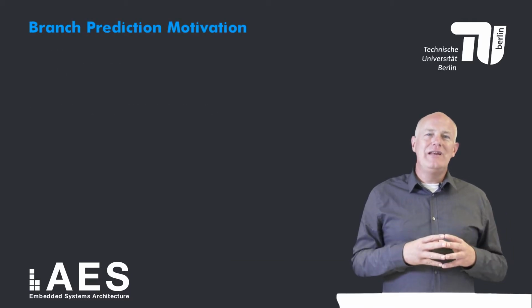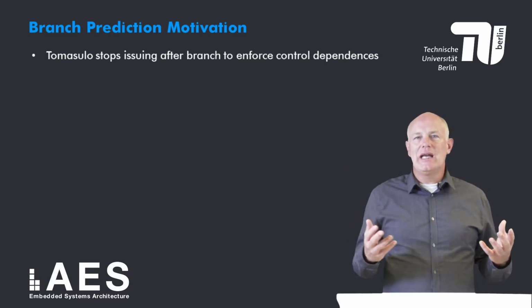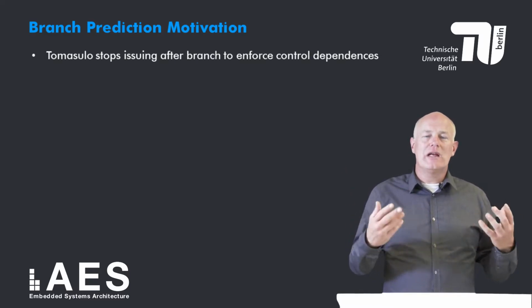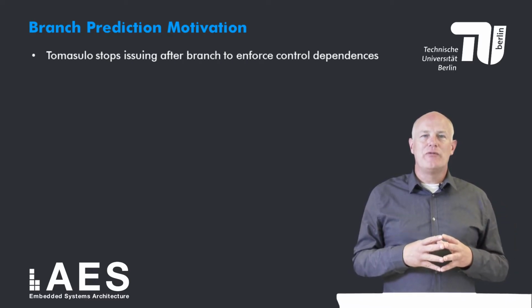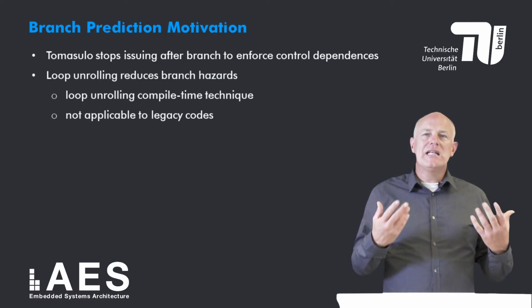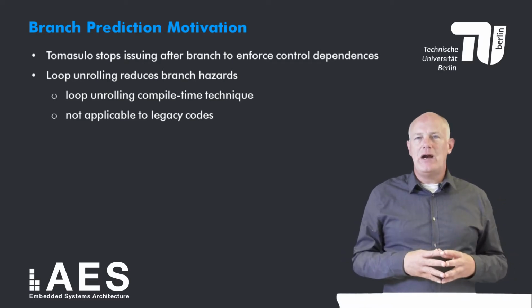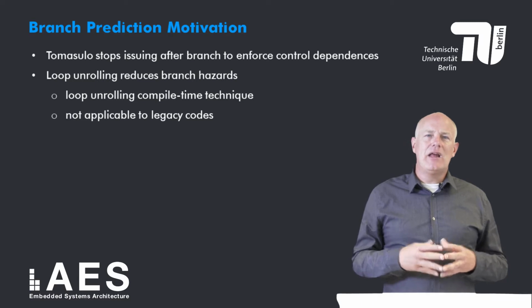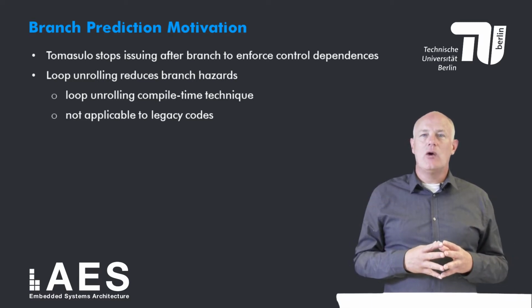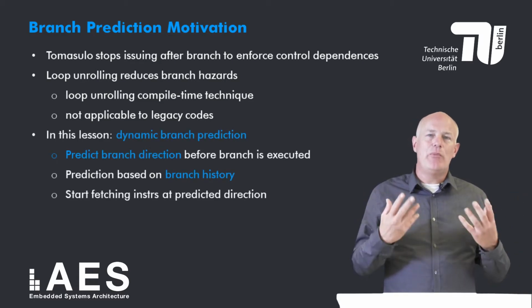Before we delve into the details, a bit of motivation. Tomasulo's algorithm stops issuing instructions after a branch to make sure that control dependencies are enforced. As a result, branches reduce performance. Loop unrolling, as we have seen several lessons ago, reduces the number of branches and hence the number of branch stalls. However, loop unrolling is a compile time technique that cannot be applied to existing legacy codes where only the binaries are available. In this lesson, we therefore consider dynamic, meaning at runtime, branch prediction.